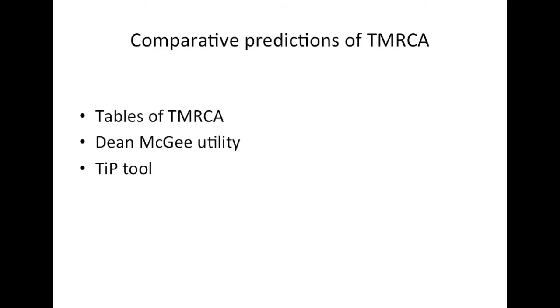Now, both of these tools do take account of varying mutation rates between different markers, but the utility has not been updated recently, and the TIP tool, which is perhaps the most sophisticated general tool available, as I say, is only available to make predictions between two individuals who have actually tested with Family Tree DNA.